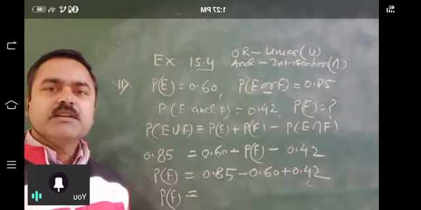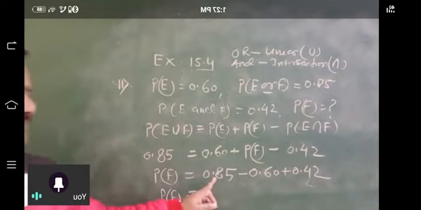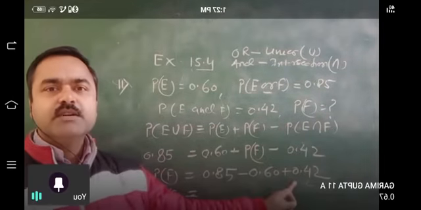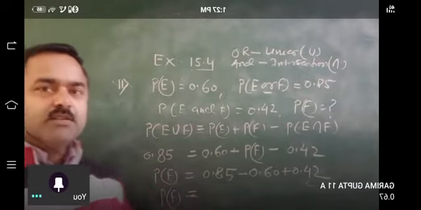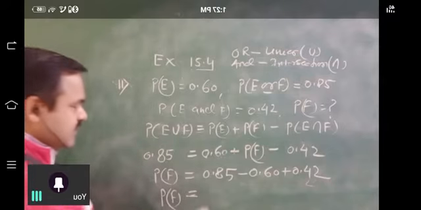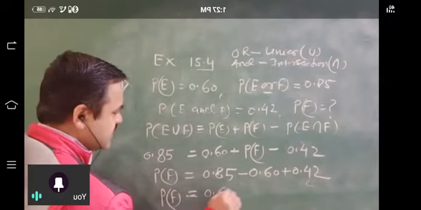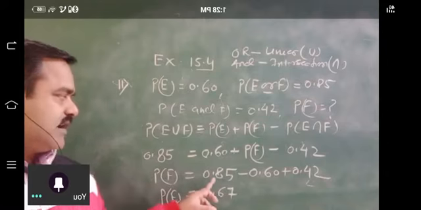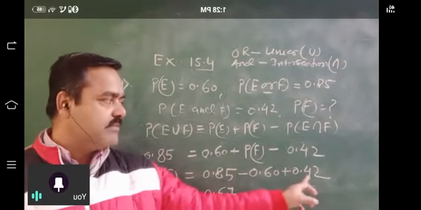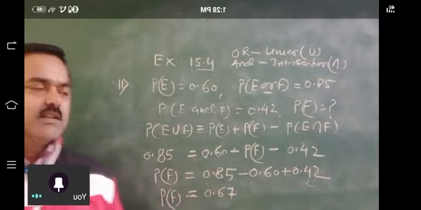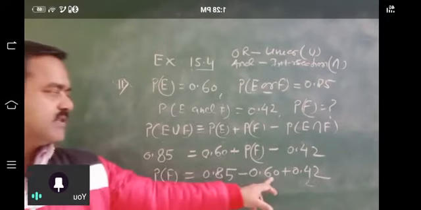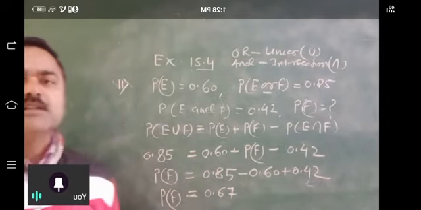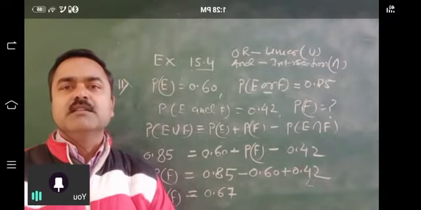Tell the probability of F. Look, 0.85 and 0.42. Okay, Garima has replied: 0.67 is the answer. Adding 0.85 and 0.42 and then subtracting 0.60 gives the probability of F, that is 0.67.